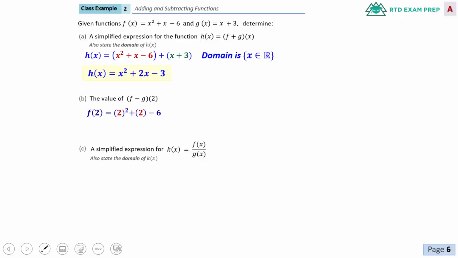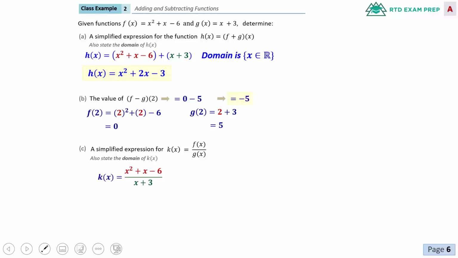In part B, we're asked to evaluate f minus g of 2. I find it easier to evaluate f of 2 and g of 2 separately and then subtract them. So when the f function is evaluated for 2, we find a value of 0. When the g function is evaluated for 2, we find a value of 5. 0 minus 5, remember order matters here, would be negative 5.